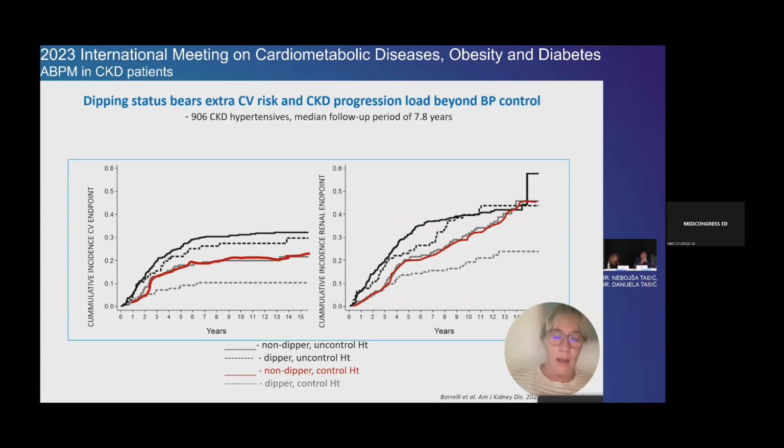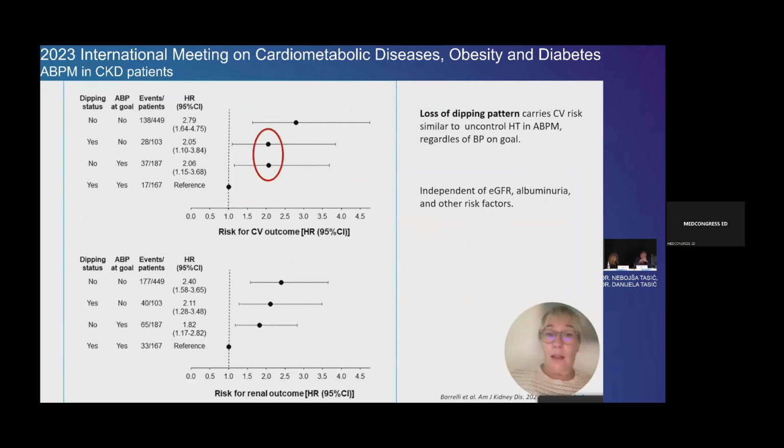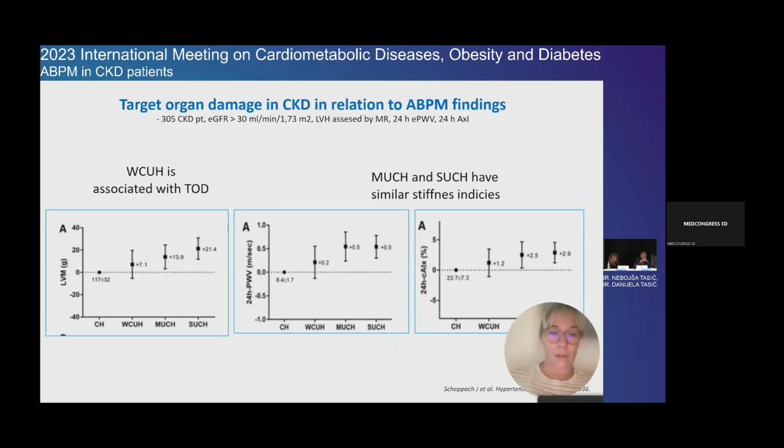Well, in this recent study, again from Italy, it is clear that non-dipping status with controlled hypertension on ABPM carries a cumulative incidence of cardiovascular as well as renal endpoints. So we can say that the loss of dipping pattern carries cardiovascular risk similar to that of uncontrolled hypertension on ABPM, regardless of blood pressure being at goal, and it is independent of other cardiovascular and other risks. In this German study, where they tried to assess target organ damage, which is usually done by assessing left ventricular mass and pulse wave velocity, in mild to moderate CKD patients, white-coat hypertension was associated with target organ damage, and masked uncontrolled hypertension and sustained hypertension had similar effects.